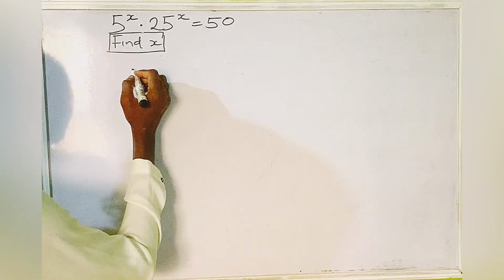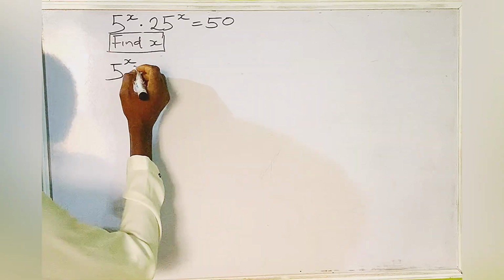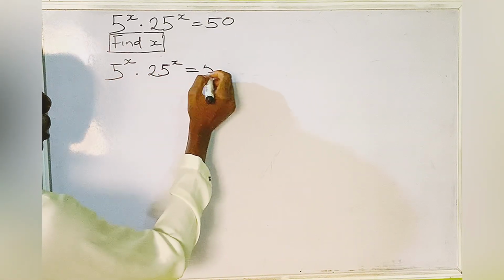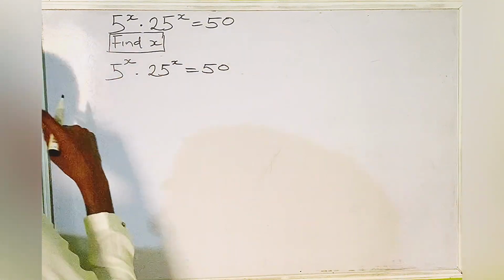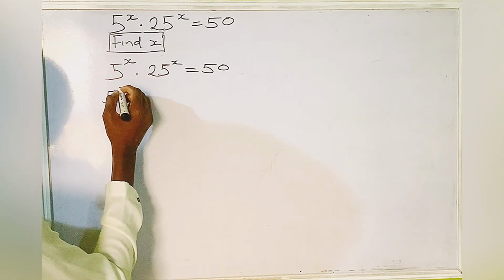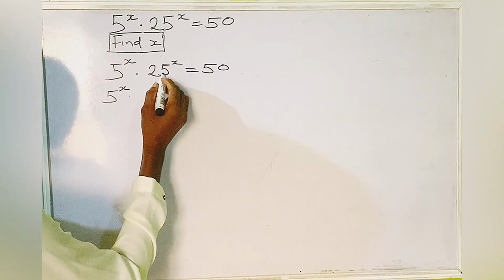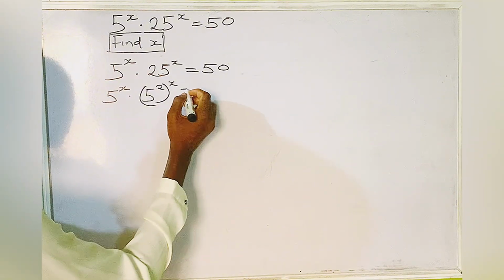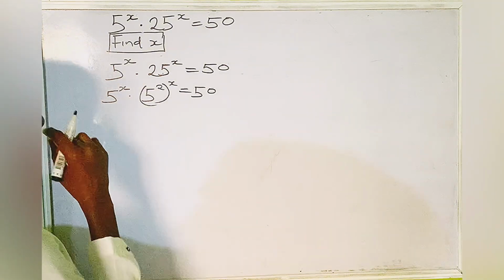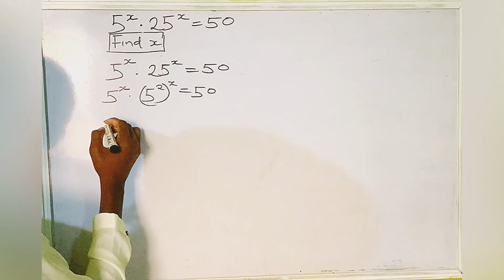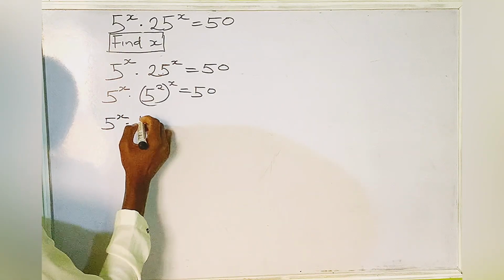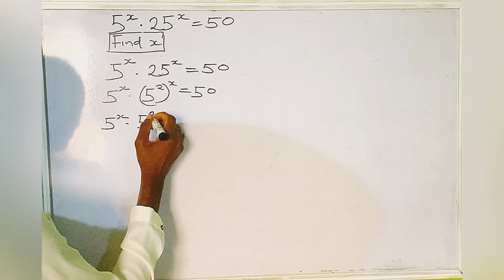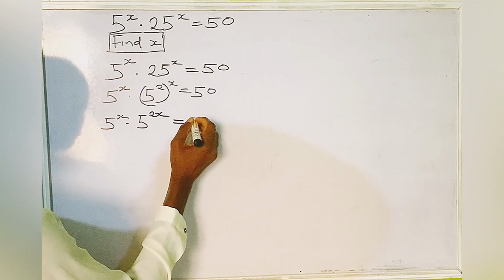So we have 5 to the power of x multiplied by 25 to the power of x is equal to 50. Find x. Alright, 25 can be written as 5 squared. So here we have 5^x multiplied by 5^2x, which is equal to 50.